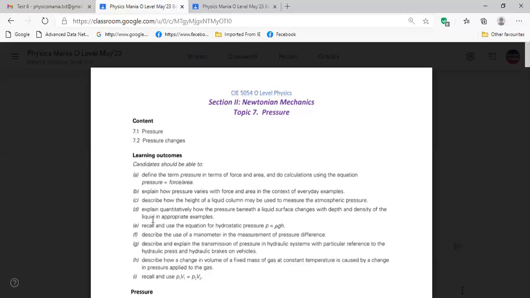and air pressure. That is liquid column. Height of the liquid column. If the height of the liquid column is more, then the pressure is more. More pressure. Okay.